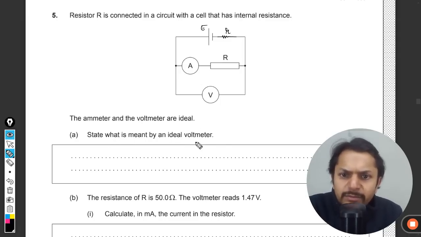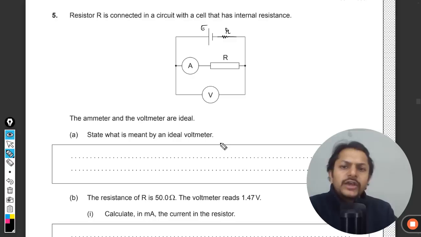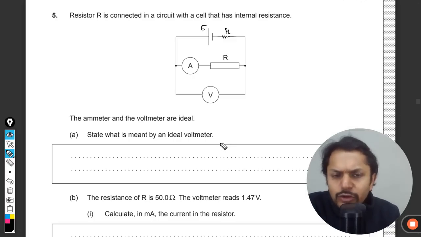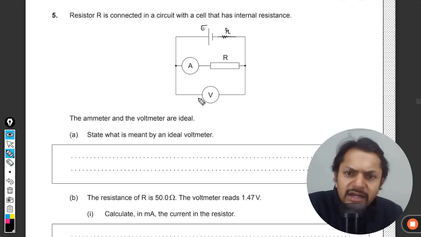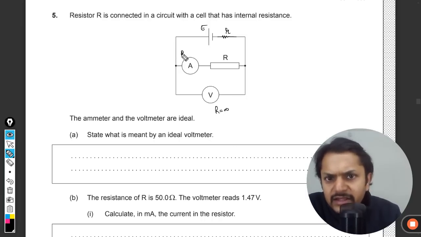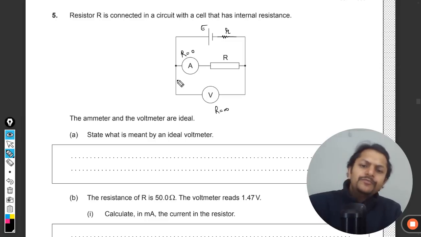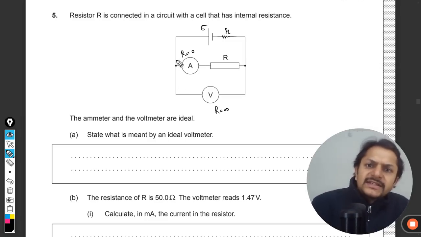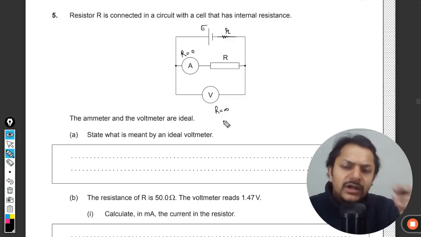The ammeter and the voltmeter are the ideal ones. State what is meant by an ideal voltmeter. So what do you mean by the ideal voltmeter? Simple thing: the ideal voltmeter is the one which has infinite resistance, and in the ammeter the resistance is zero.